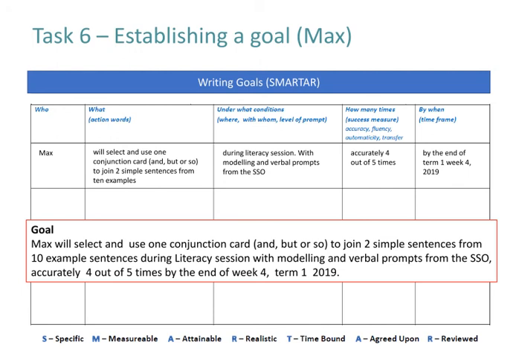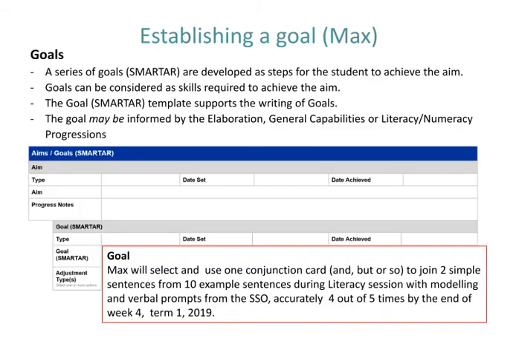This is followed by a time frame for the goal, which is between 5 to 10 weeks. A set time frame allows you to review the goal achievement as well as assess the efficacy of adjustments provided to support the student. This slide demonstrates a goal SMARTAR written with the support of the template. It explains what Max will do, where, when and how, what the indicators of his success are, and when the goal will be reviewed.